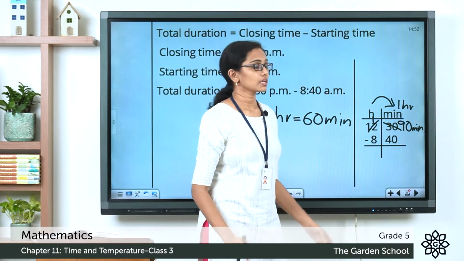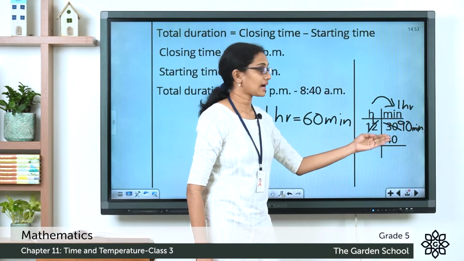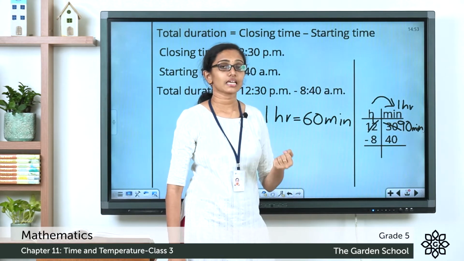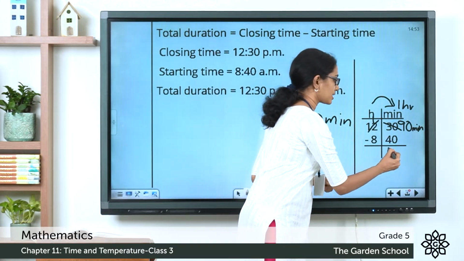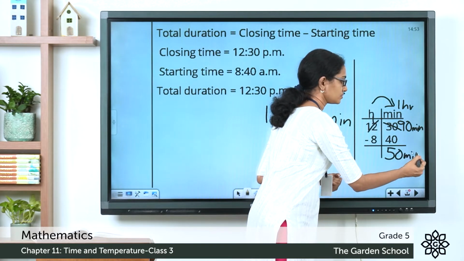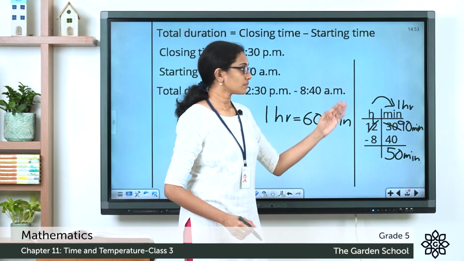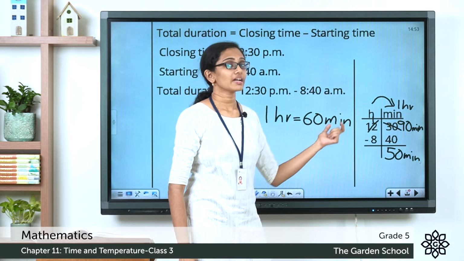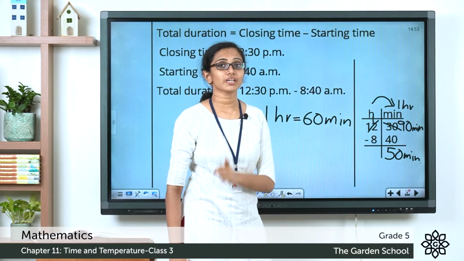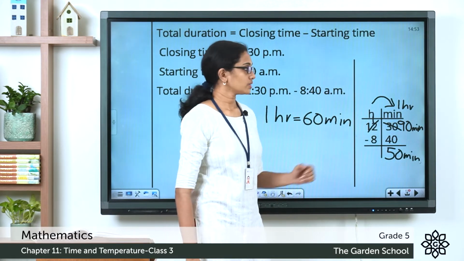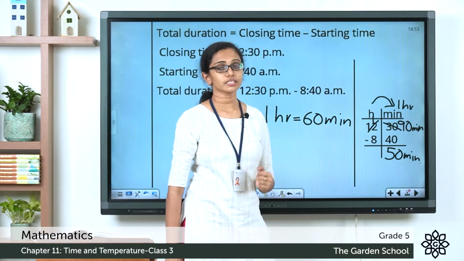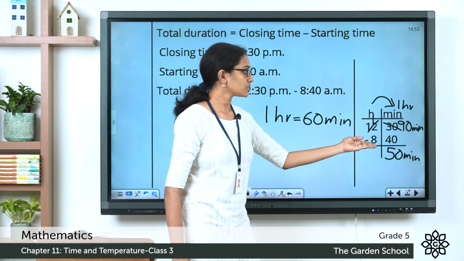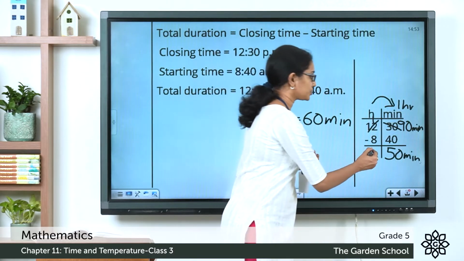So now in the minutes column, we have 90 minutes minus 40 minutes. And what is it? 90 minutes minus 40 minutes is equal to 50 minutes. Keep in mind, when you borrow 1 hour from the hours column and take it to the minutes column, you are actually taking 60 minutes to the minute column. So now we have 90 minutes minus 40 minutes, which is equal to 50 minutes. And in the hours column, we have 11 hours minus 8 hours, which is equal to 3.